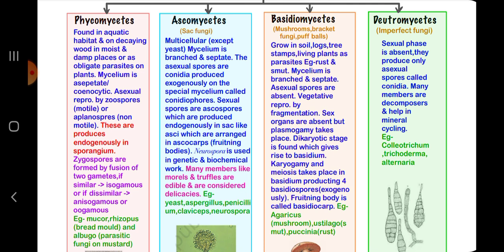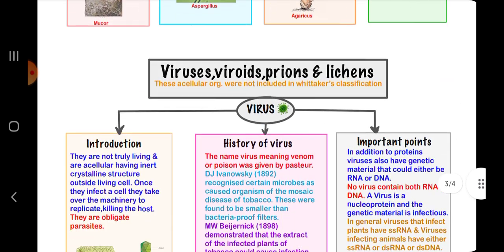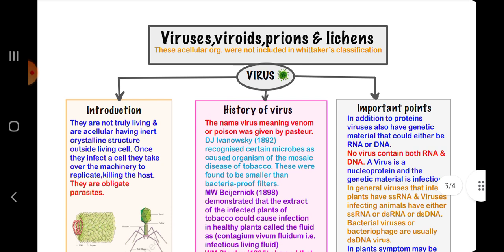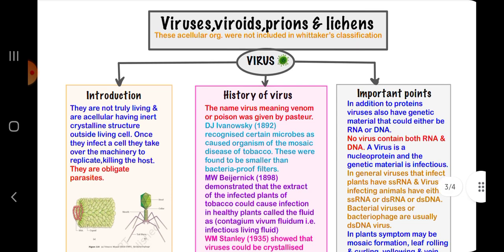Then deuteromycetes are called imperfect fungi. Sexual phase is absent, they produce only asexual spores called conidia. Many members are decomposers and help in mineral cycling. Then viruses, viroids and prions and lichens. These acellular organisms were not included in Whittaker's classification.